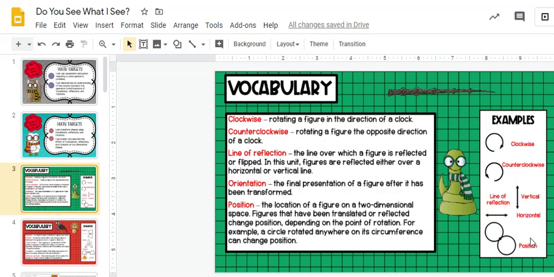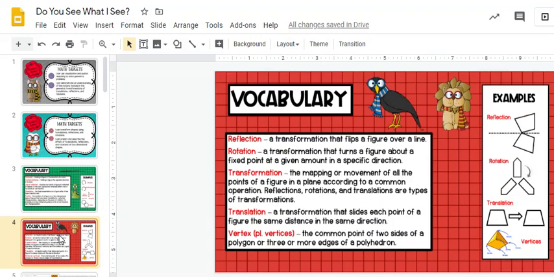Orientation is the final presentation of a figure after it has been transformed. And position is the location of a figure on a two-dimensional space. Figures that have been translated or reflected change position depending on the point of rotation. For example, a circle rotated anywhere on its circumference can change position. The next definitions are: reflection, a transformation that flips a figure over a line. Rotation, a transformation that turns a figure about a fixed point in a given amount in a specific direction.